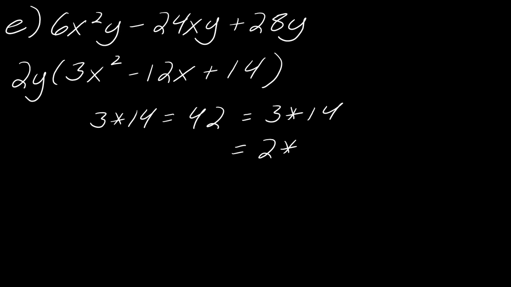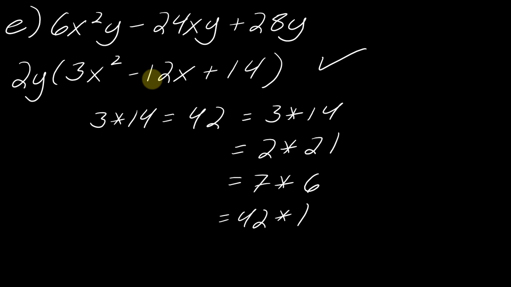So we can make this by doing 3 times 14. We can do 2 times 21. We can do 7 times 6, and of course we can do 42 times 1. So the question is, do any of these factor pairs add to 12? No, none of them add to 12. So since none of them add to 12, this is actually as far as this one goes. So it can be very tricky, right, to figure some of these out. It's not always immediately obvious as to what you're going to do with them.